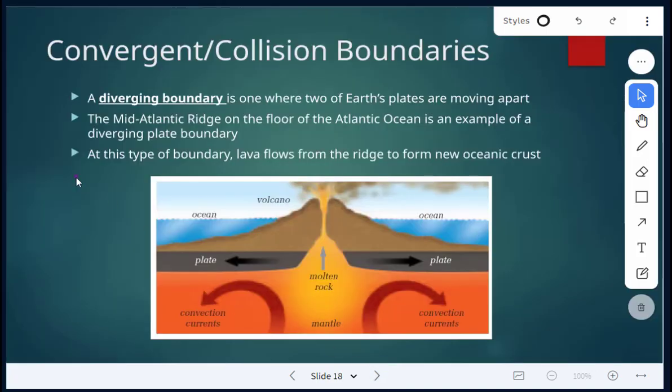Here, looking at boundaries, a diverging boundary is one where two of Earth's plates are moving apart. The Mid-Atlantic Ridge on the floor of the Atlantic Ocean is an example of a diverging plate boundary. At this type of boundary, lava flows from the ridge to form new oceanic crust.